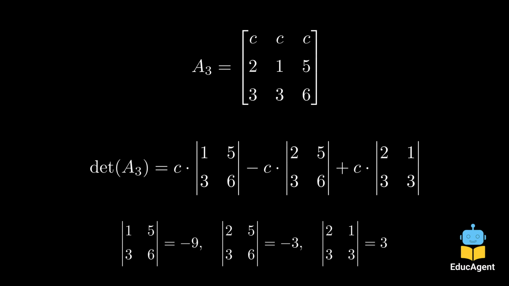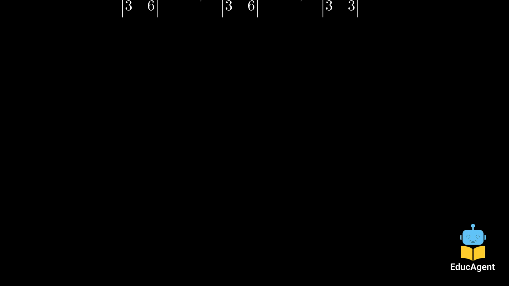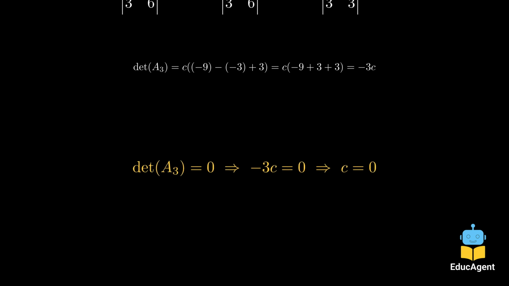Compute each 2x2 minor. We get -9, -3, and 3 respectively. Substitute the minors, simplify the combination, and factor out C to get -3C. Set the determinant to 0 and solve to find C equals 0 for matrix 3.